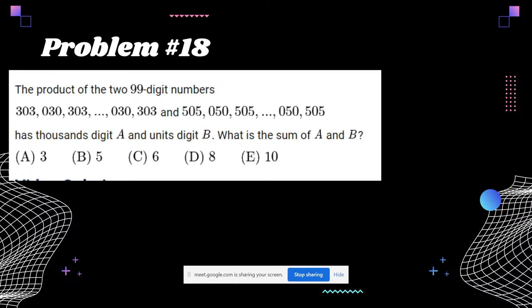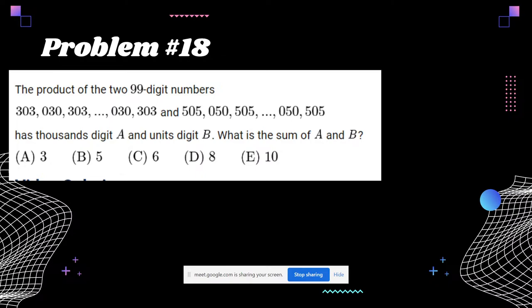Wait, so there are two numbers that have 99 digits in them. It says the product of two 99-digit numbers has a thousands digit A and a units digit B. So what is the sum of A and B? What are you asking? Real quick, could you restate your question? So what are the two 99-digit numbers? So it has 99 digits. Okay. Yes.